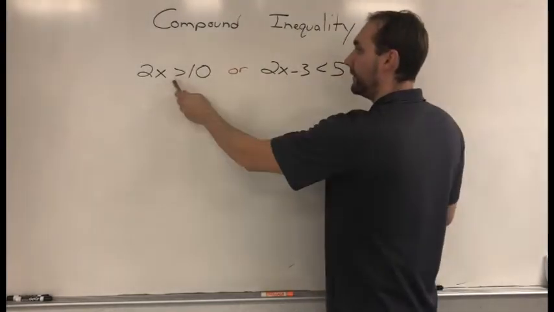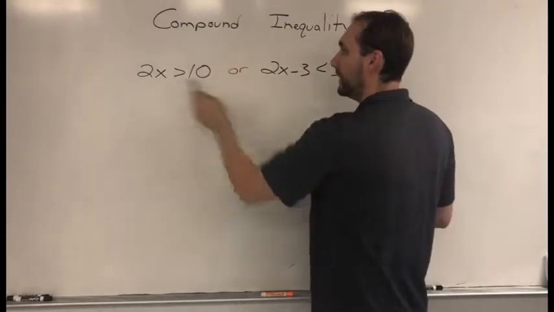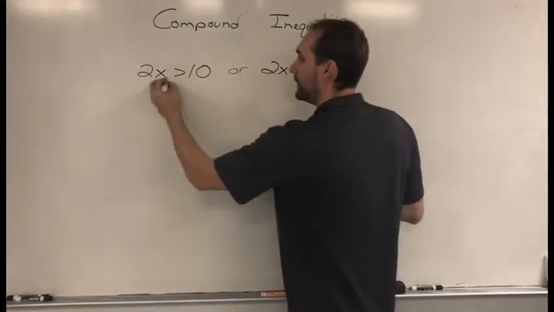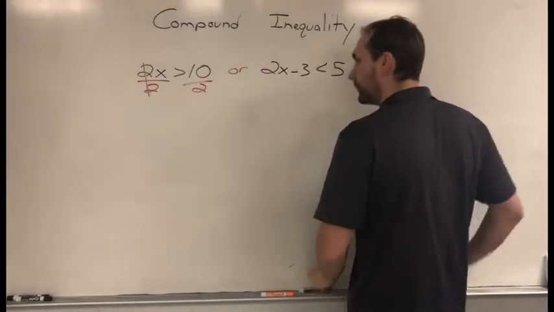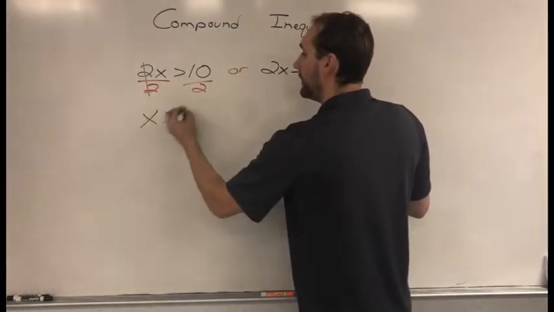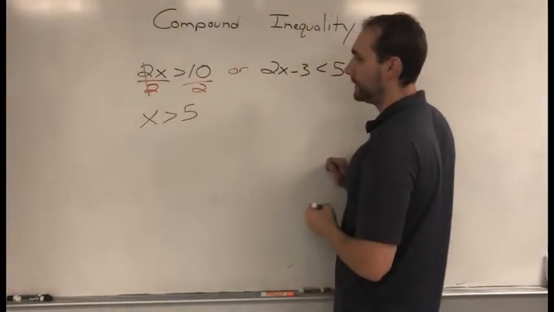So, 2x is greater than 10. Again, I need to get rid of this 2 being multiplied. Opposite of multiplying is dividing. Let me divide by 2. Gives me x is greater than 5. When I'm done, I've solved the left.